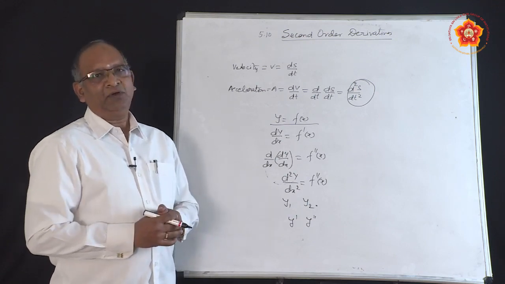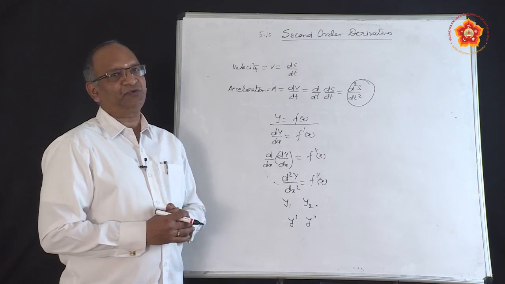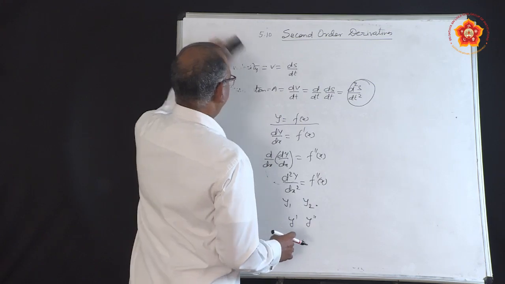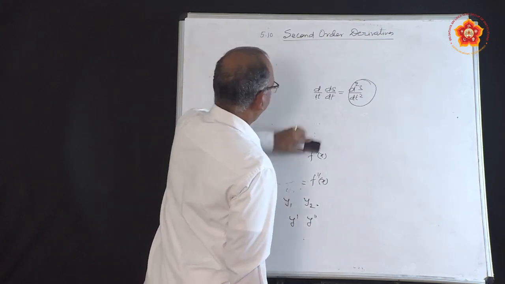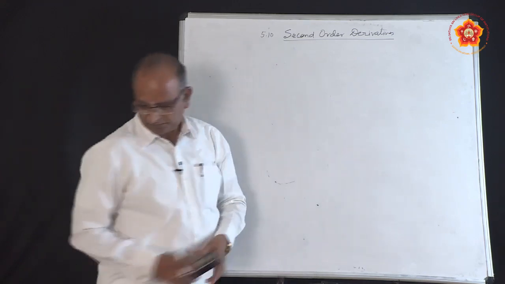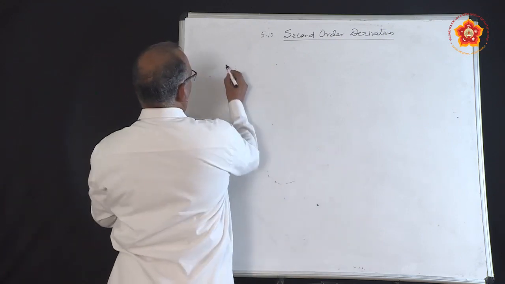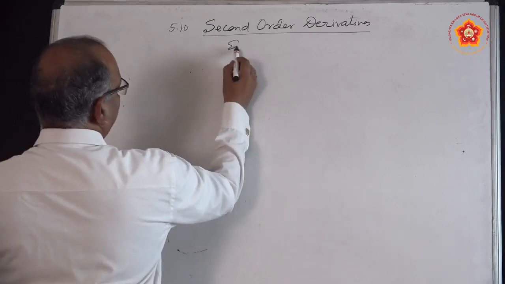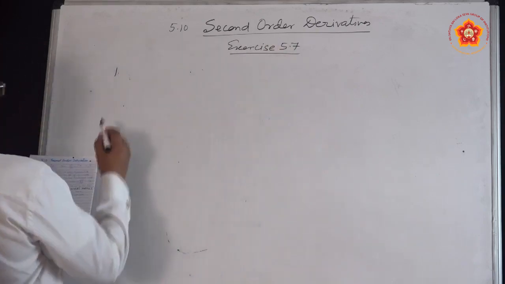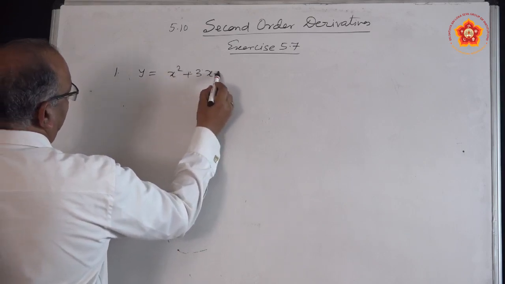Now, let us see how we can find second order derivatives for a function. We will take a few examples to understand the concept. Let us begin with a very simple polynomial function. The first problem of exercise 5.7, y equal to x square plus 3x plus 2.